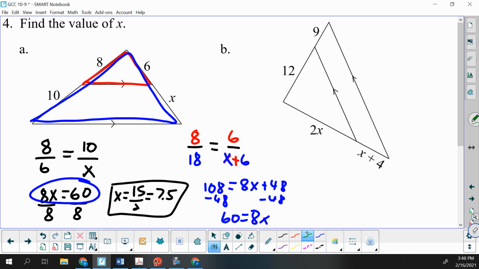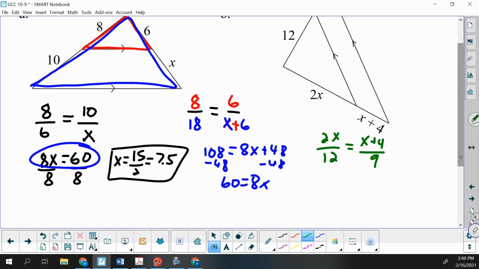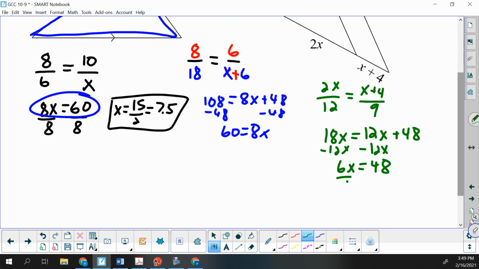So here we've got the parallel to the third side, so we can do our side splitter theorem. So we'll do 2x over 12 equals x plus 4 over 9. When we cross multiply, we'll get 18x. This 12 is going to have to distribute to both of those, so we'll get 12x plus 48. We'll subtract the 12x over. That'll give us 6x equals 48. And when you divide by 6, we just get x equals 8.